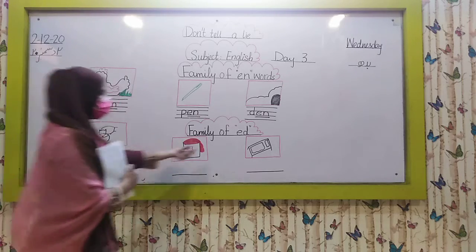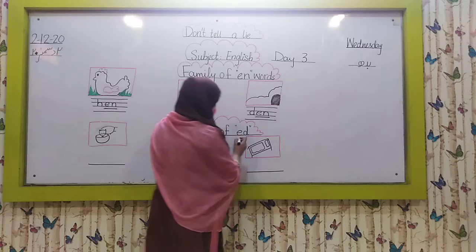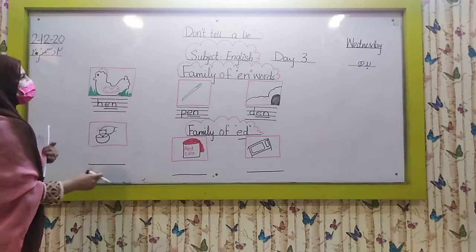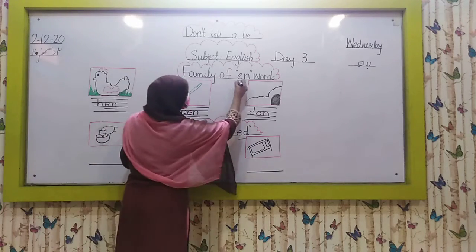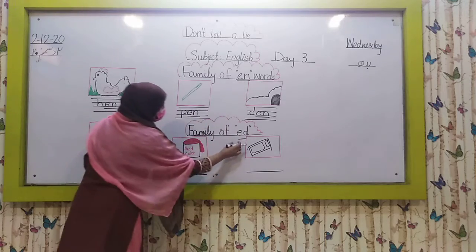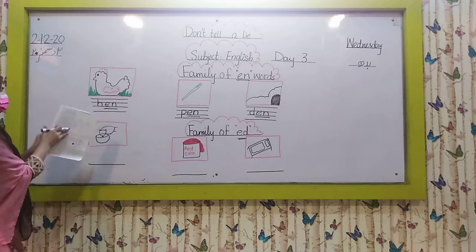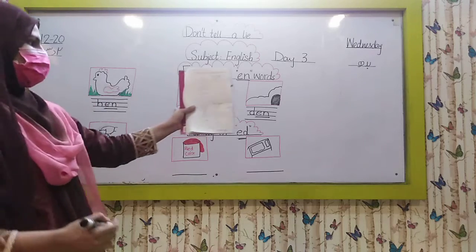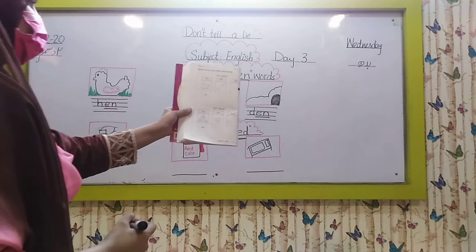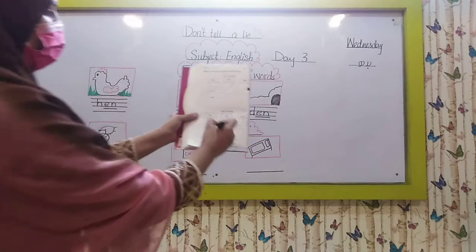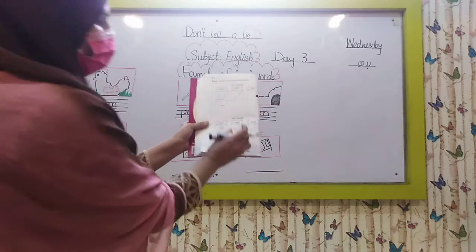Firstly we wrote family of EN. Now we are writing family of ED. Look at the book, everyone, and start writing with me again.